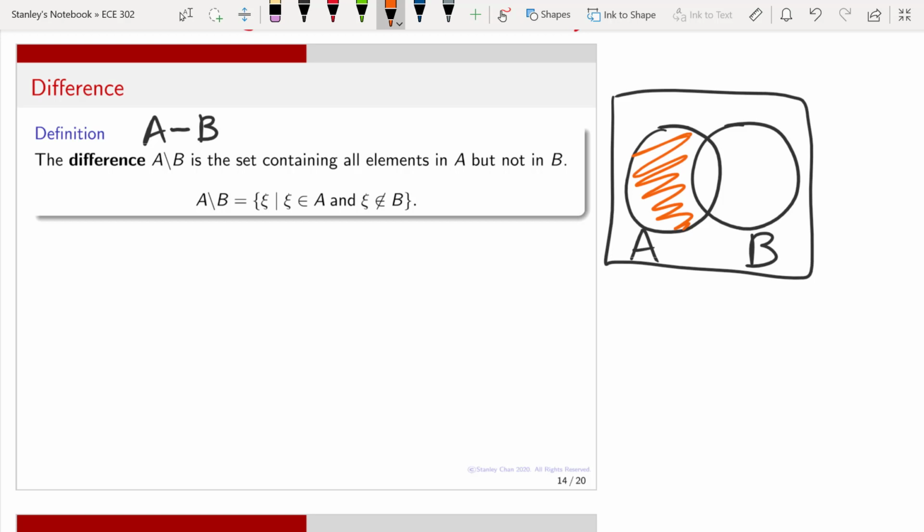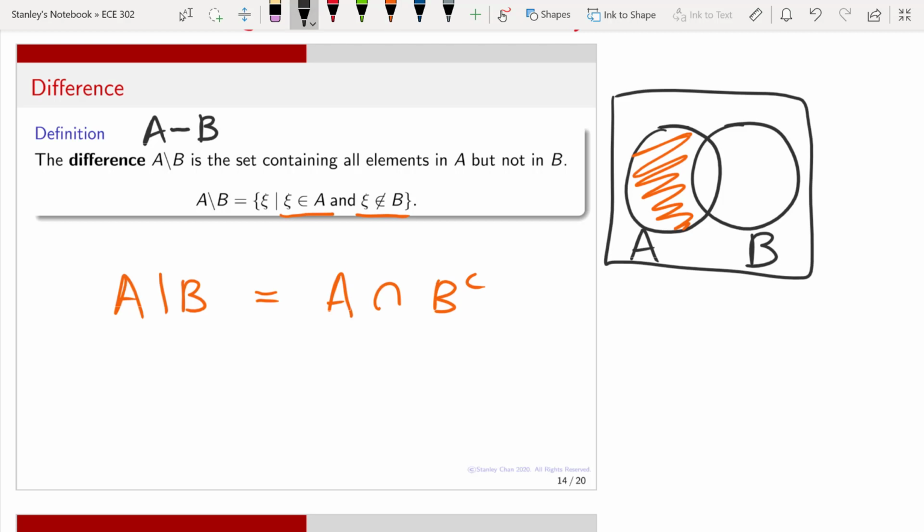Okay, so if you recall this notation here, it would be the set that contains all the psi that is in A, and the psi is not in B. A \ B or A minus B, that is also equal to A intersect B complement.